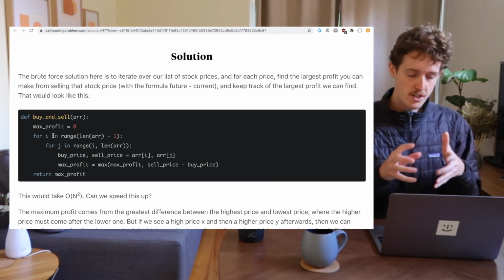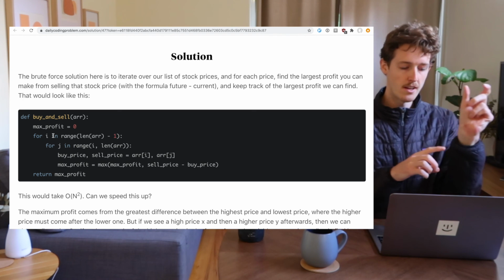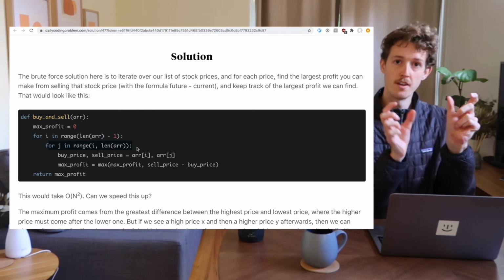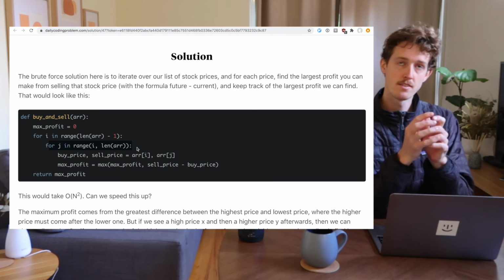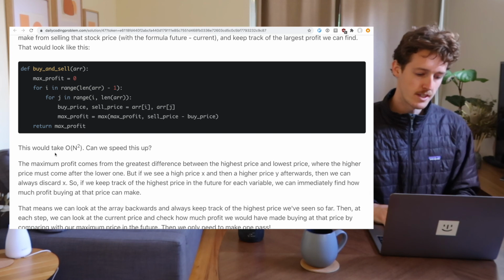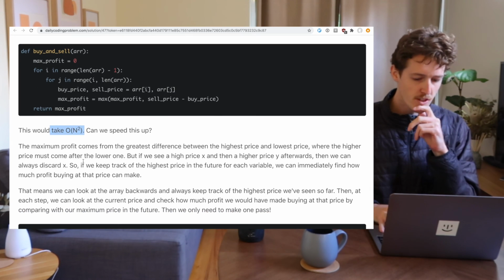same thing, right? I and J, they look at each stock in order, and then for every stock they go and find the best sell price for that particular buy time. Like they said, this is O of n squared. So can we do better?